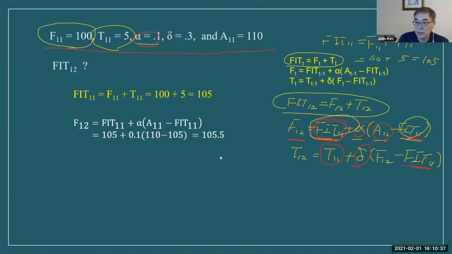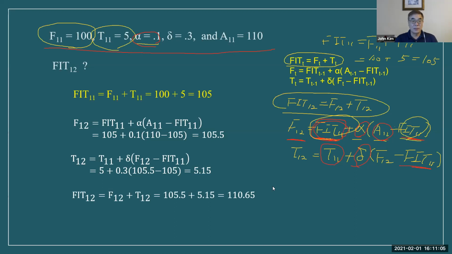Then next one, T11 plus delta times F12 minus FIT 11. T11 is 5, plus delta 0.3 times F12, which is 105.5, minus 105, so T12 equals 5.15. So FIT 12 equals F12 plus T12, equals 105.5 plus 5.15, equals $110.65. Questions so far?